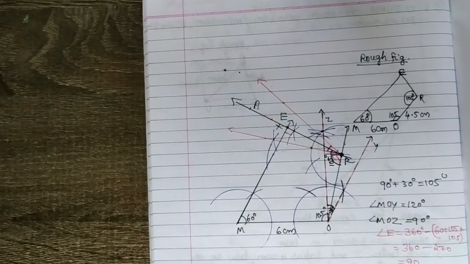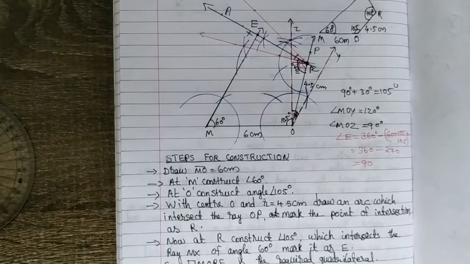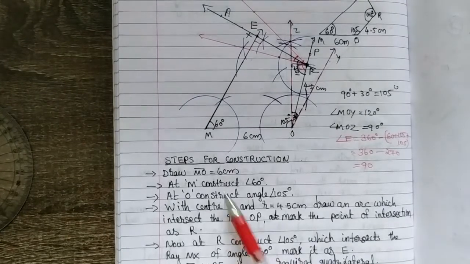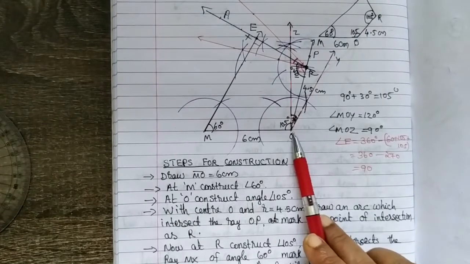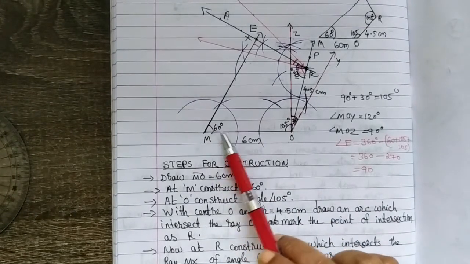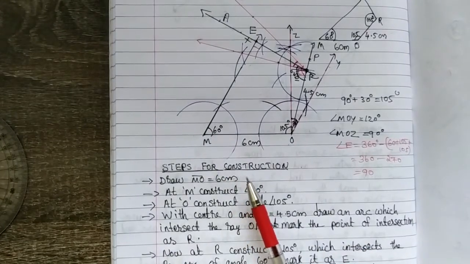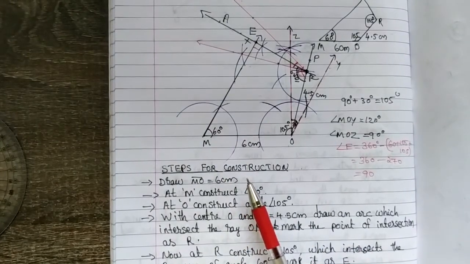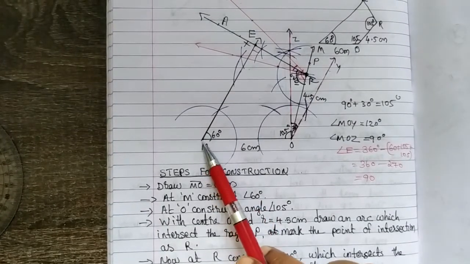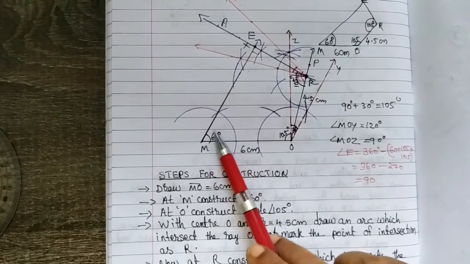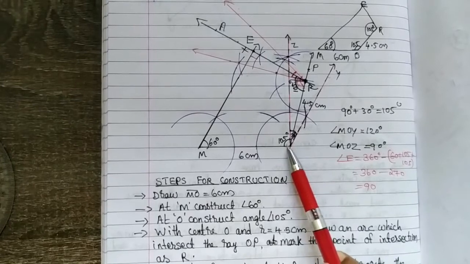Now we can write the steps for construction. First step, draw MO 6 cm. We have drawn here MO 6 cm. Next, at M construct 60 degree. The construction of angles 60 degree, 30 degree, 105 degree are all explained in the previous videos. So at M we have to construct angle 60 degree, and at O construct angle 105 degree.